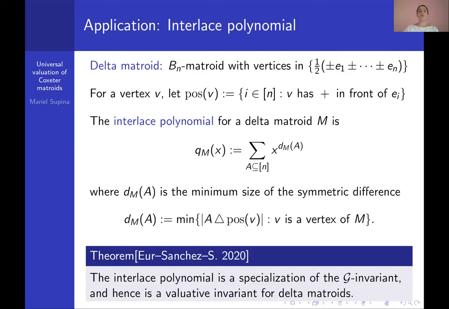So there is this invariant that people like to study on delta matroids, which is called the interlace polynomial. As an application of our theorem, we were able to show that the interlace polynomial is a specialization of the G invariant. And so this means that it's a valuative invariant on delta matroids. So that was one application of our theorem.